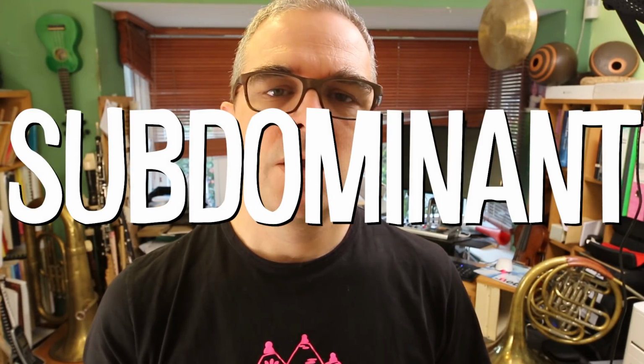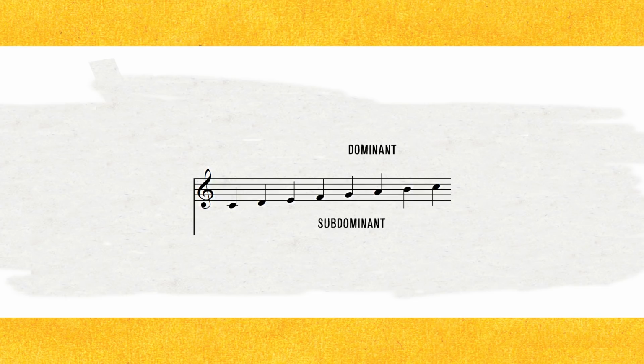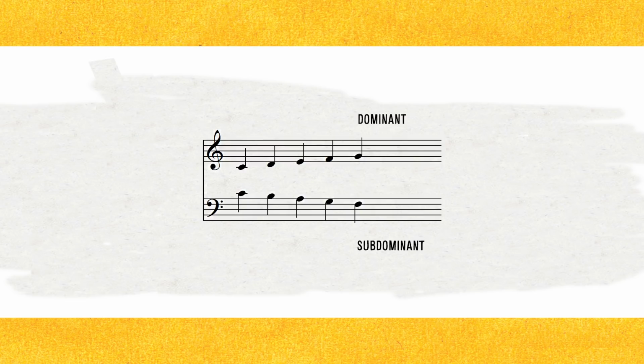Another clue is in the name we give this chord, the subdominant. Now you might think, looking at it, that it's given this name because it's just a note below the dominant. But I think a more helpful way to think about it is that it's a reflection or an inverse of the dominant. It's the dominant below, if you like.